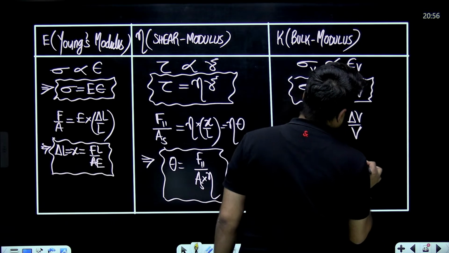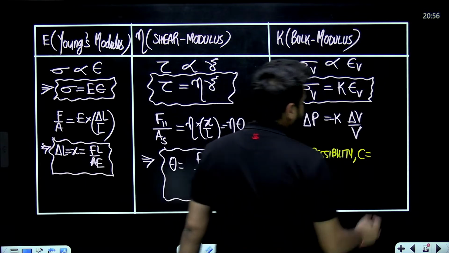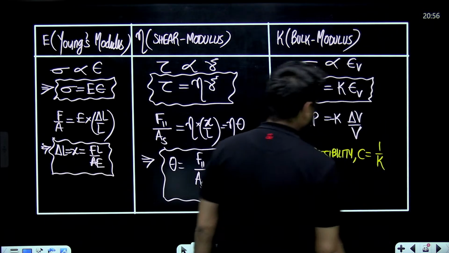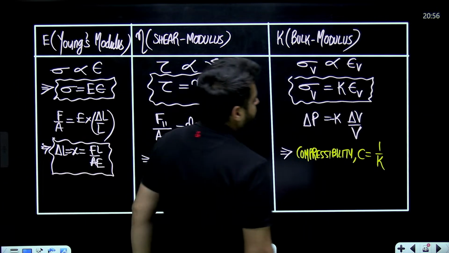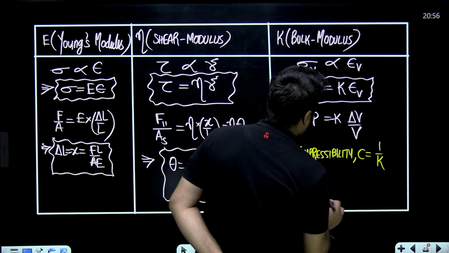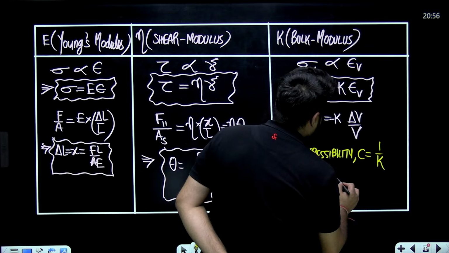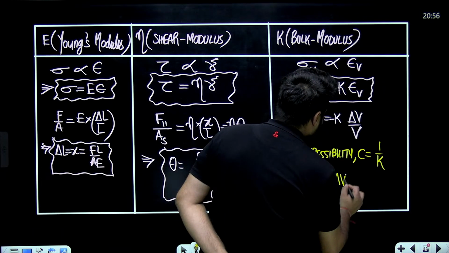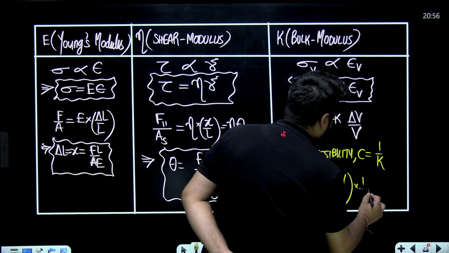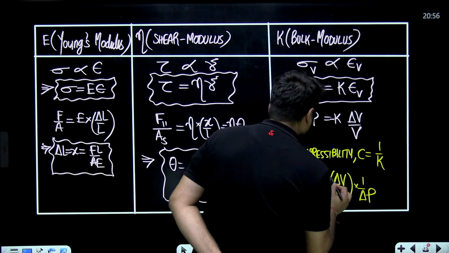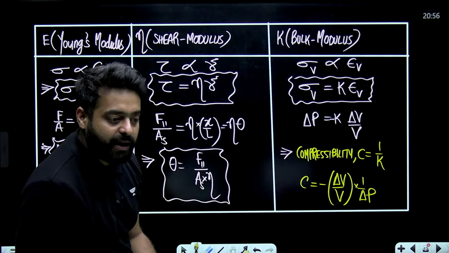Compressibility, which is defined with the C, and it is equal to 1 by K. So what is K? Delta P times V by delta V. So what is C? C value is delta V by V, into 1 by delta P, in minus.